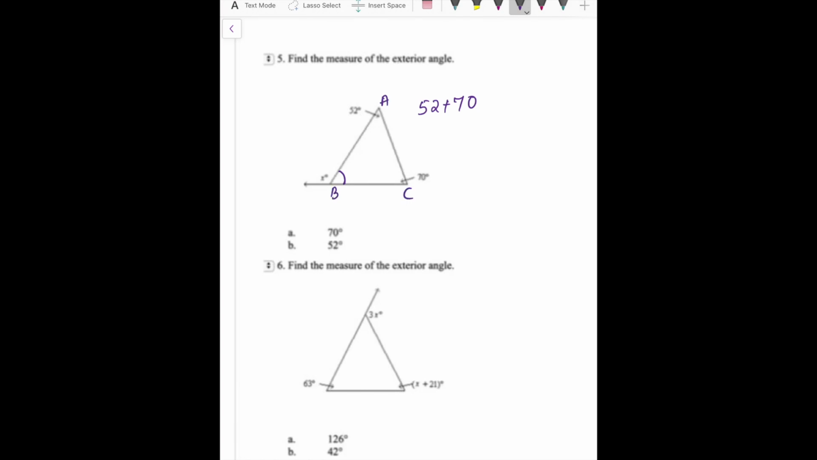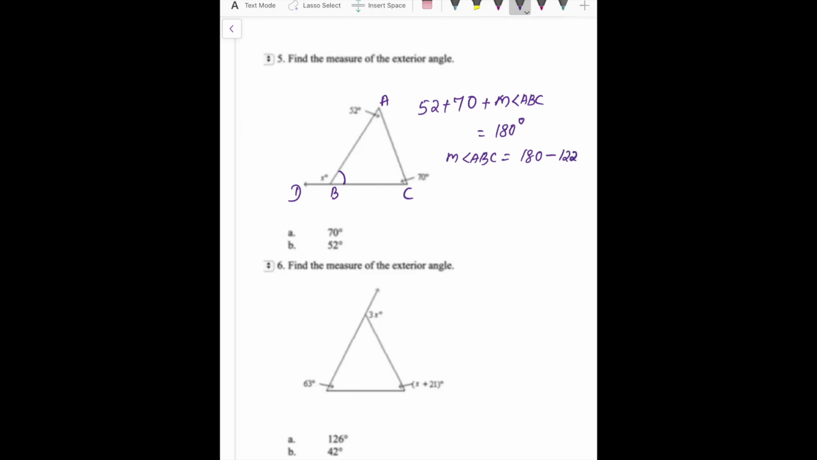let's name this as A, B, C, and this as D. So 52 plus 70 plus angle B. Actually, we cannot say angle B, we should say measurement of angle ABC is equal to 180 degree. You know that because the sum of the three angles in a triangle is 180 degree. So to get measurement of angle ABC, you will subtract 180 minus, what is the sum of 52 plus 70?